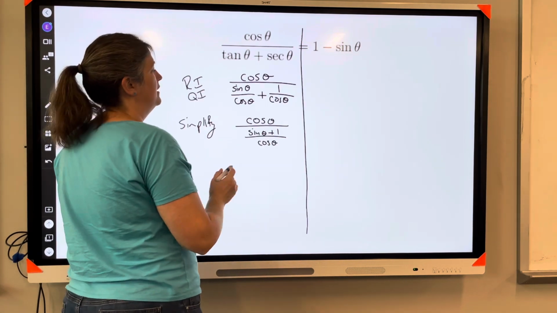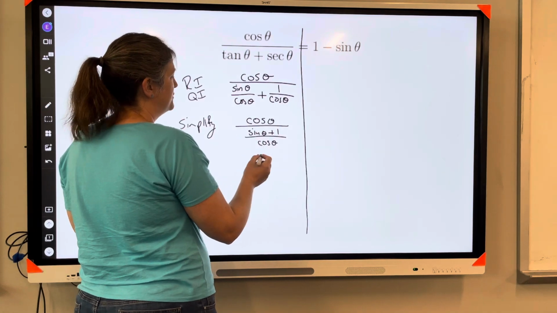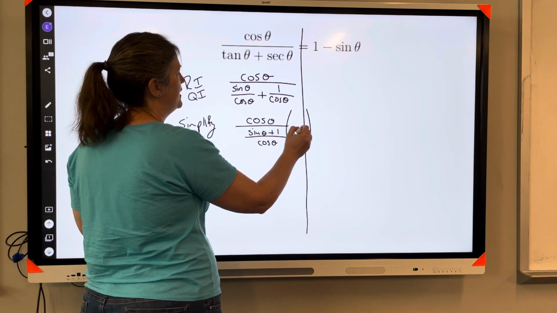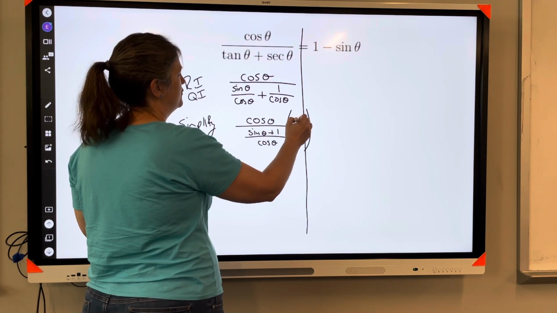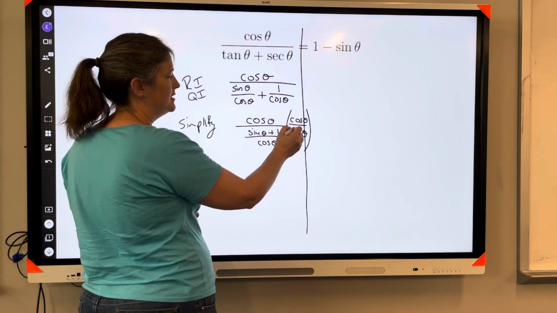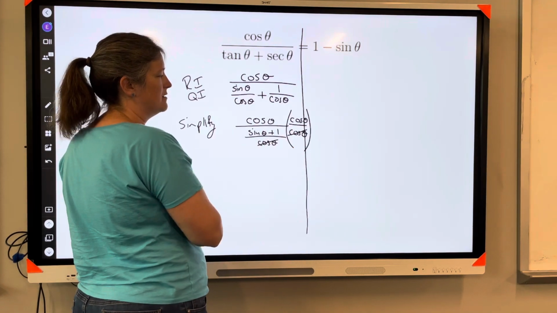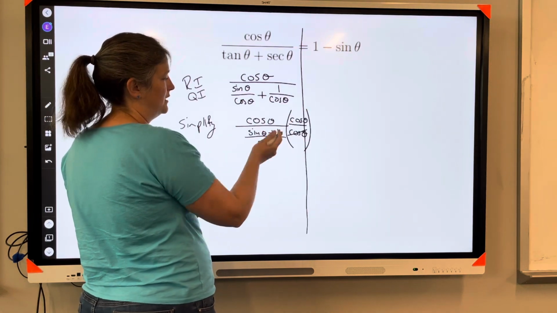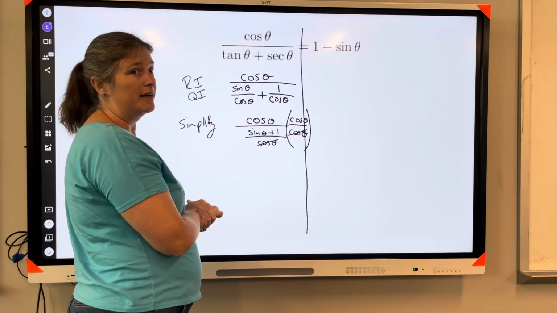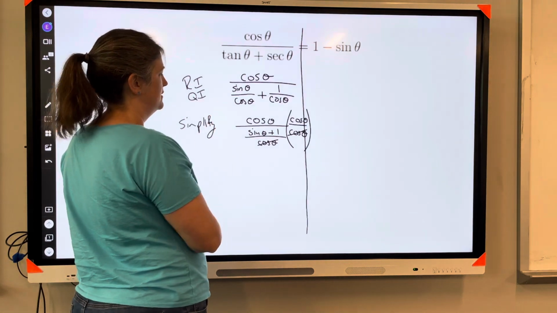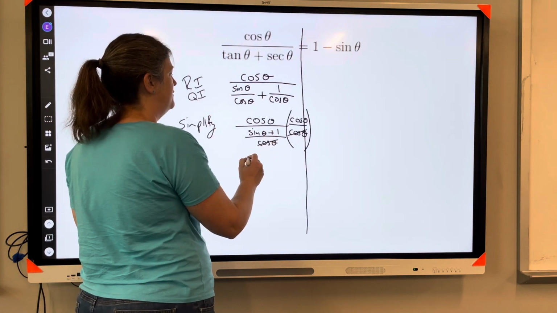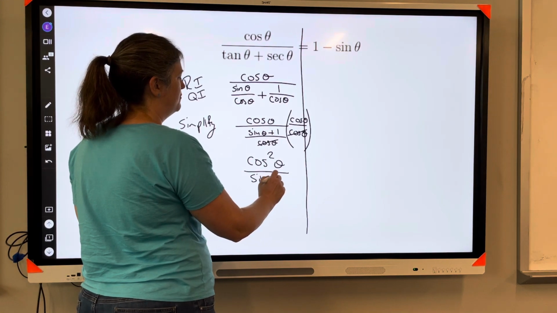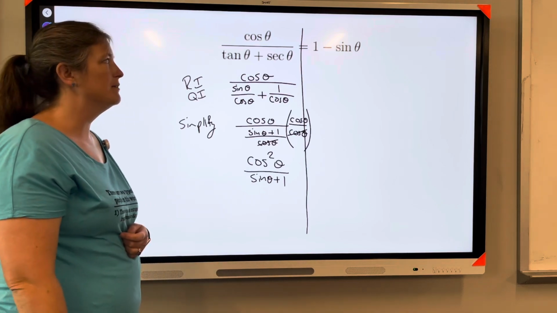Now I'm going to multiply by a very specific one that is cosine theta over cosine theta, because this cosine theta will make a 1 here instead of there. I've introduced the 1 so that I can cancel the denominator in the denominator. Great. So now I have cosine squared theta over sine theta plus 1. Where am I going? I'm trying to get 1 minus sine theta.